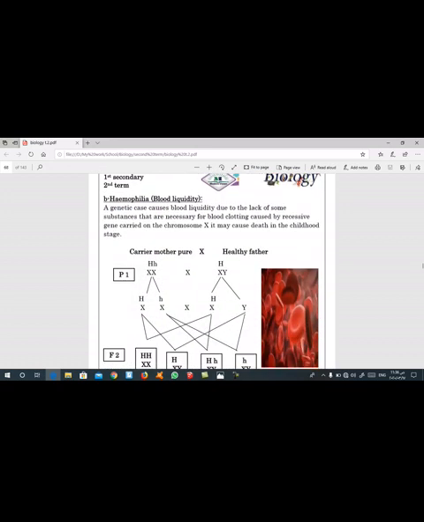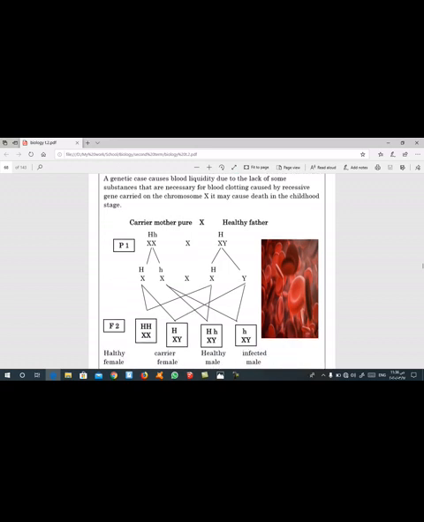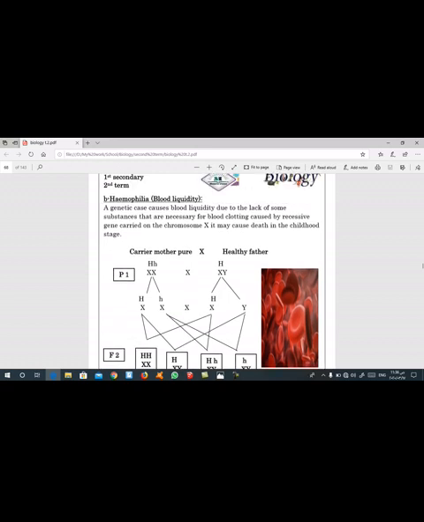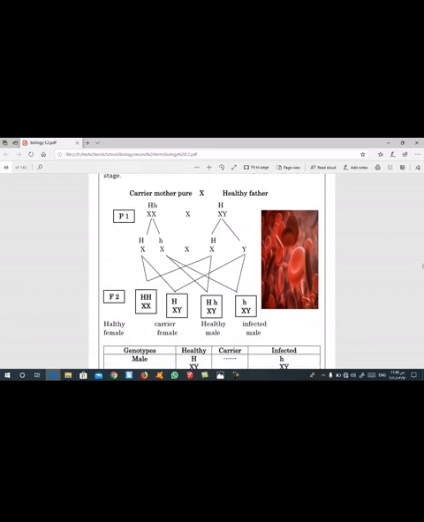Hemophilia, which is a problem in the blood, is symbolized by H. So the carrier mother is H capital, H small, and the healthy father is H capital. If we segregate, H capital will be on X and H small on the other X, and Y is free, since only X carries the trait. When we segregate the gametes, the first one is a healthy female because it carries both capitals, and this is a carrier female because it carries only one H, and this is a healthy male, and this one is an infected male because H is small.